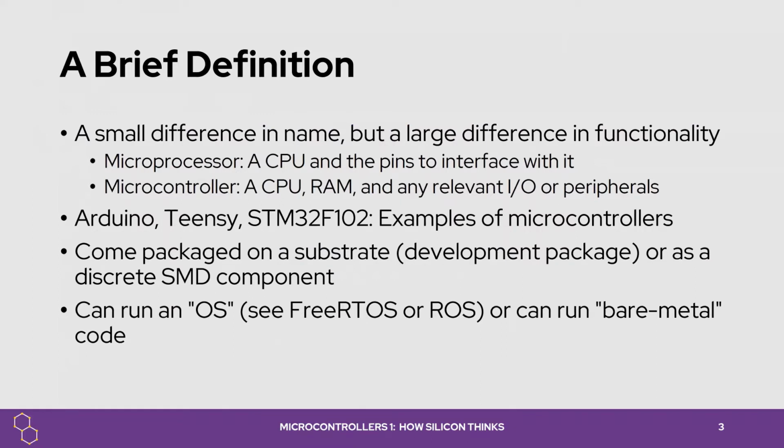So a brief definition of microcontrollers. There are two very closely related kinds of embedded system: microcontrollers and microprocessors, and the difference is very subtle. Microcontrollers come batteries included. They have a CPU, some RAM, flash memory generally, and peripherals that can be accessed, such as a USB interface. Microprocessors can be considered as a subset of microcontrollers, where they only contain the CPU.